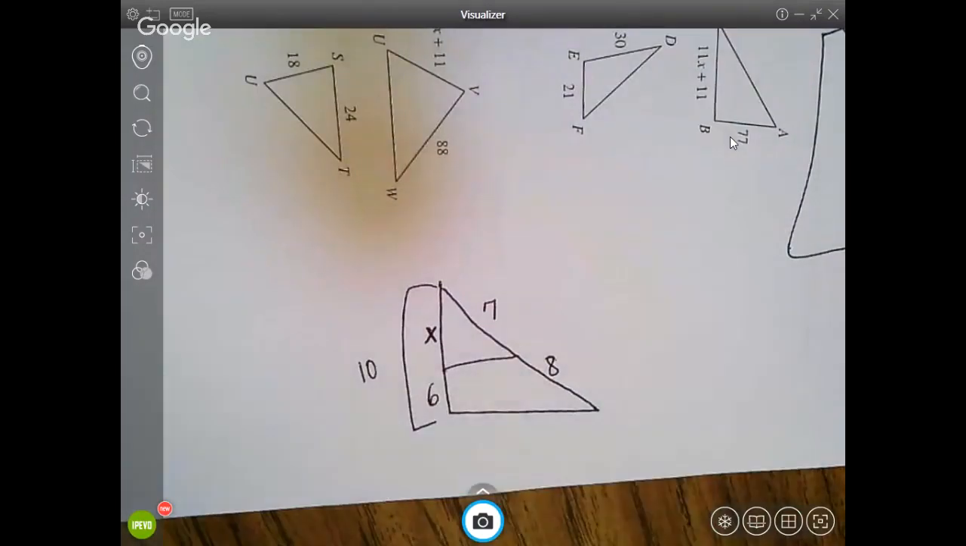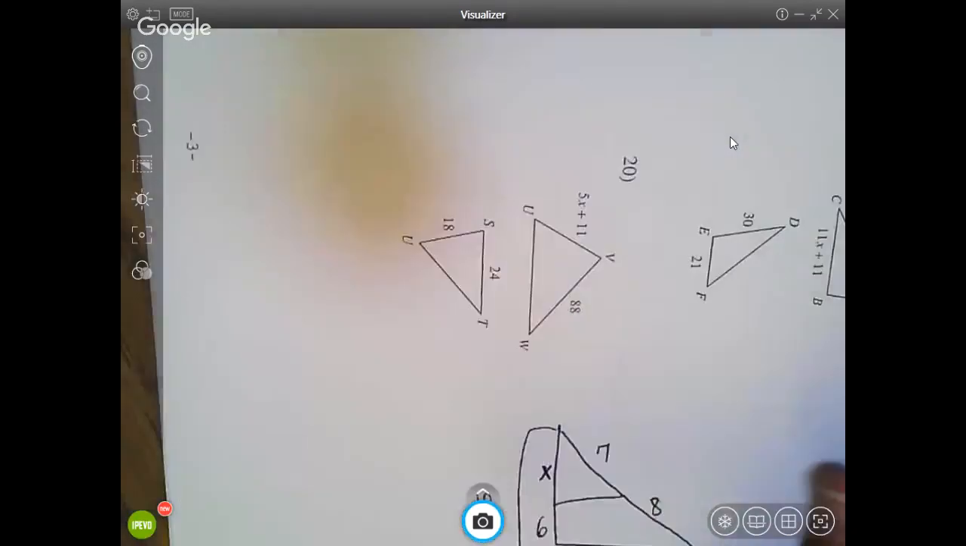Okay, real quick, look at this picture. One of them, they made very easy for you. Oh, I didn't even draw it right. Let me do another one.